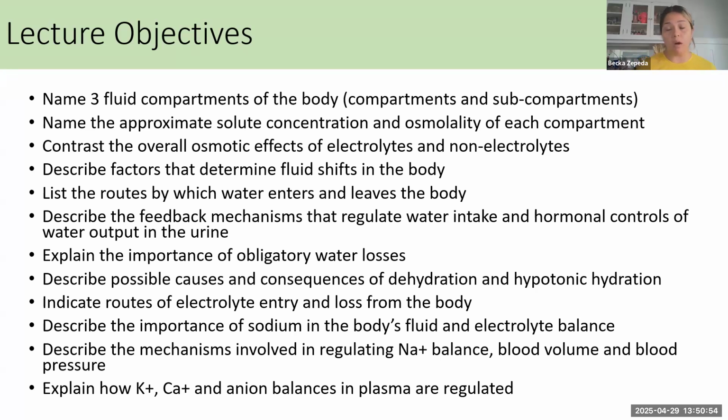We'll talk about what are called obligatory water losses. We'll talk about causes and consequences of dehydration and hypotonic hydration, which is over intake of water. Then we'll indicate routes of electrolyte entry and loss from the body. We'll describe the importance of sodium in the body's fluid balance and electrolyte balance, and we'll describe the mechanism involved in regulating sodium balance, blood volume, and blood pressure, and explain how potassium, calcium, and anion balances in the plasma are regulated.